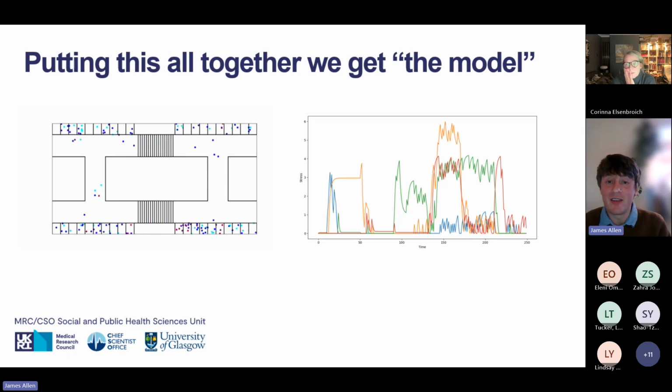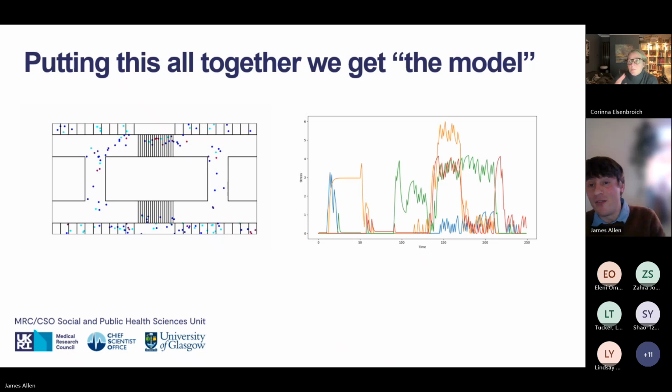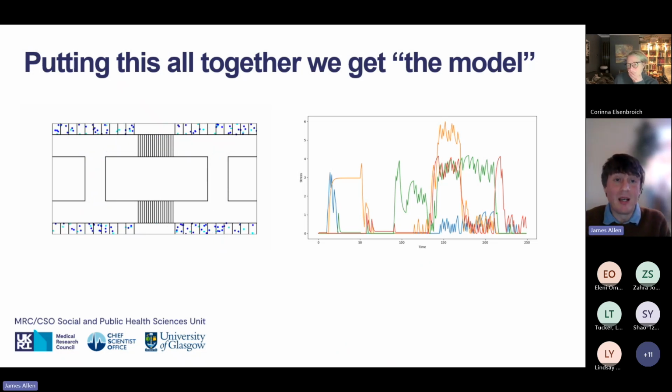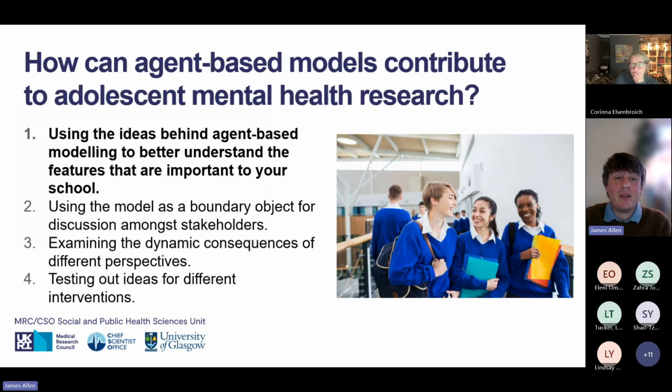One of the important things here is that in these models we do get dynamics like this, where we see somebody quite stressed at the beginning of the day and not later, or having stressful periods, or some people being completely unstressed.